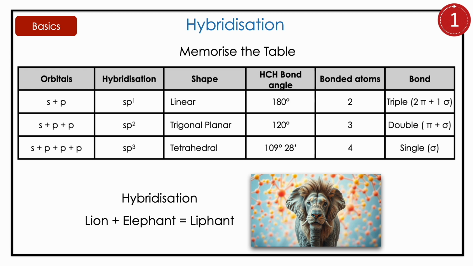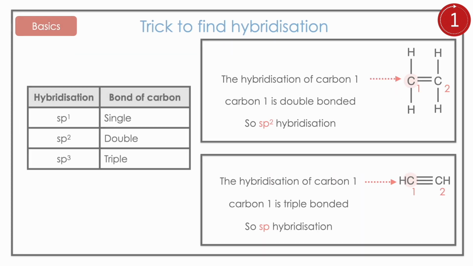sp1 means linear, 180 degree. Bonded atoms are 2. Bond is a triple bond, 2 pi bonds and 1 sigma bond. In sp2, it is a trigonal planar structure, 120 degree. Bonded atoms are 3. Bond is a double bond, 1 pi bond and 1 sigma bond. In sp3, tetrahedral shape. Angle is 109 degree 28 minutes. Bonded atoms are 4. Bond is a single bond. I strongly recommend memorizing this table to master hybridization.